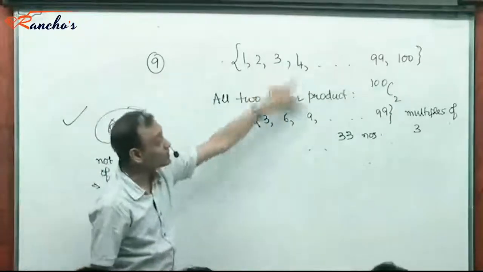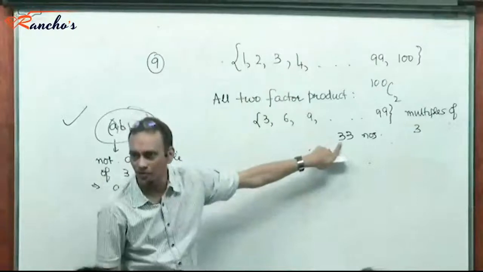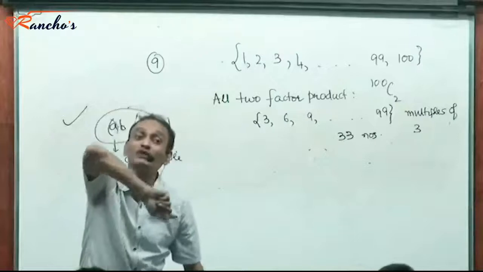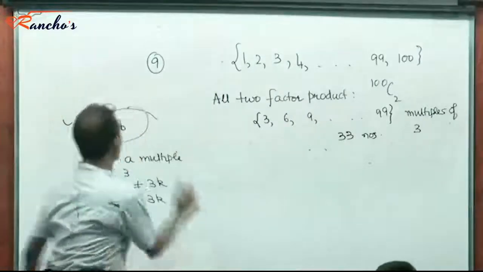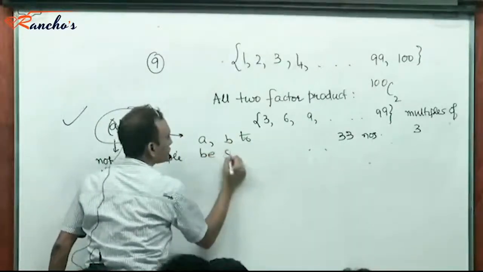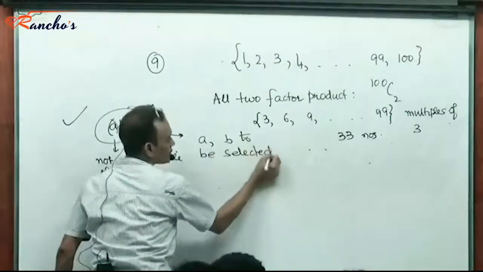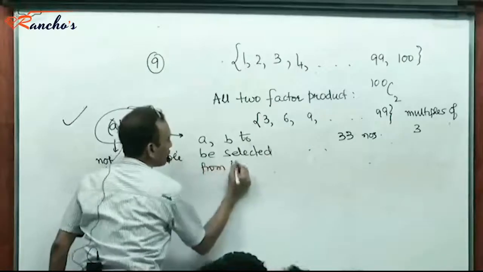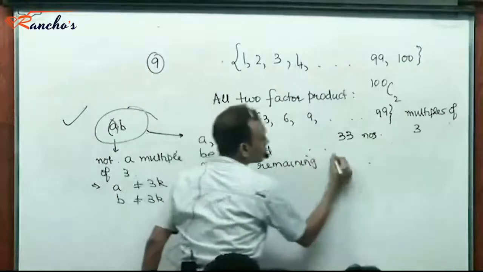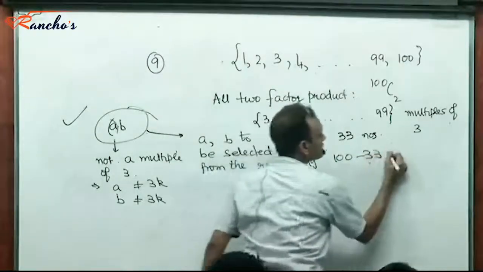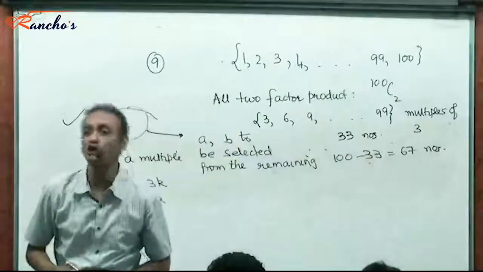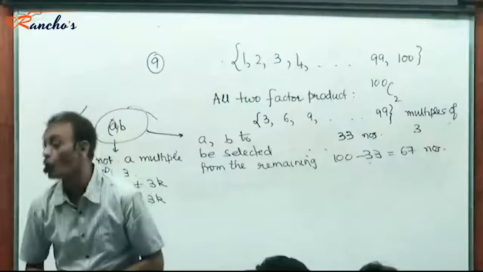So there are 100 numbers in all, 33 prohibited from this count. How many remaining? 67. So A and B would have to be selected from the remaining 100 minus 33, that is 67 numbers, such that A into B is not a multiple of 3.